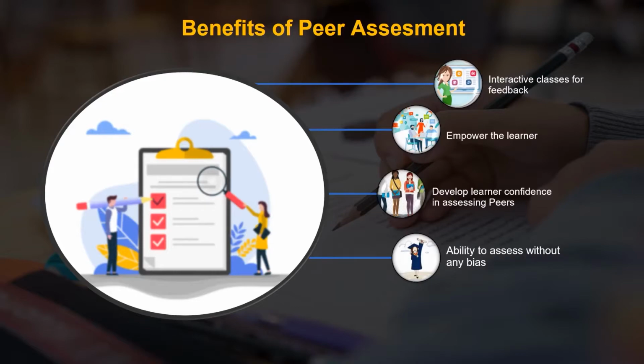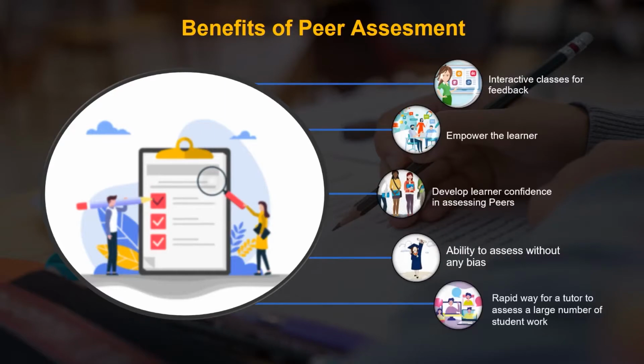And coming to the last point, there is a rapid way for a tutor to assess a large number of students' work. Now we know that we are giving emphasis to MOOC courses. So how do we assess? Can the teacher alone assess a huge number of students? No, not at all. So when we give the option of peer assessment, we can see the relevance of peer assessment.